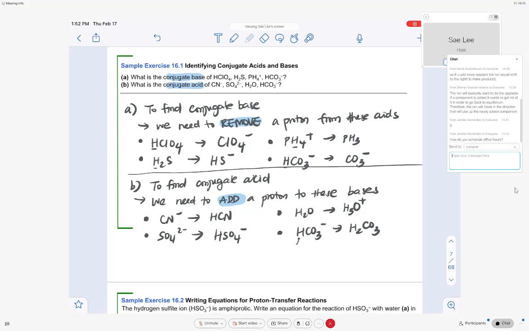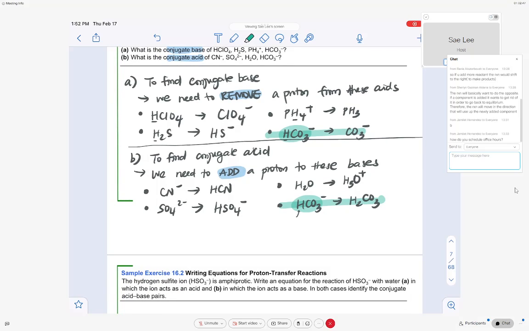So what can you notice about bicarbonate? Notice that the hydrogen carbonate ion is amphiprotic. It can act as either an acid or a base. In this case, it's acting as an acid, losing a proton and generating the conjugate base.